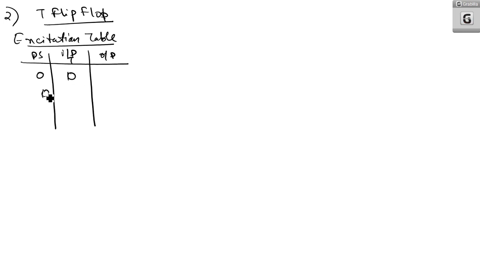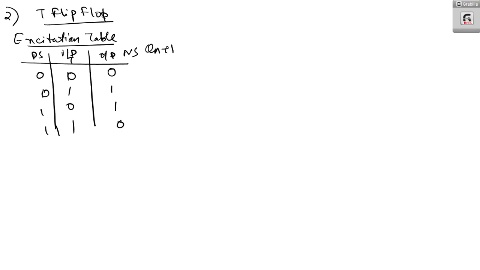So you are having 0, 1, 1, 0, 0, 0, 1, 1, 0 and what? 1. If the value of T is 0, there is no toggling. So here 0 is coming, here we will get 1. Here toggling happens, so next state becomes 1. Now here next state becomes 0. So that is basic. That is the basic excitation table of T flip-flop. That is Qn plus 1.